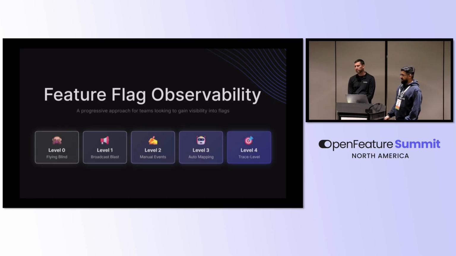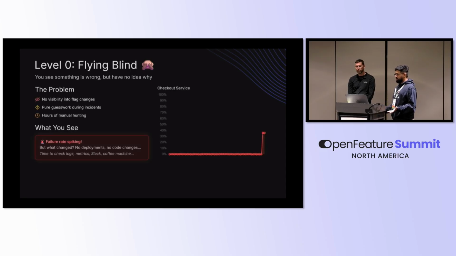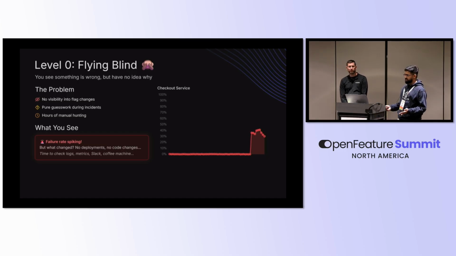We're going to go through a leveling process of how you can go from where you are today to gaining the most visibility into your feature flags, starting at level 0, which is flying blind. This is where mostly everybody is right now: there's no visibility into flag changes. It's all guesswork if there's an incident, and hours are spent hunting down what the problem is. As you can see here, nothing is happening.